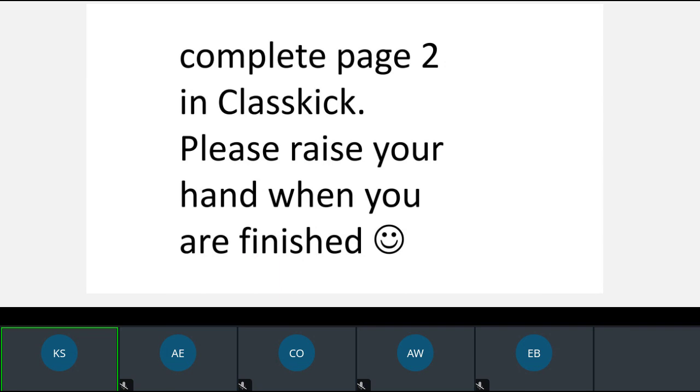Okay, so now I want you to go to Class Kick on page 2. And when you think you've got your slope, go ahead and raise your hand. I need to see all of your work. Miss Smith? Yeah. I did my work for the second problem on my notebook. Okay, that's fine. As long as it's on your notebook, that's fine. Okay, good job, Aubrey.